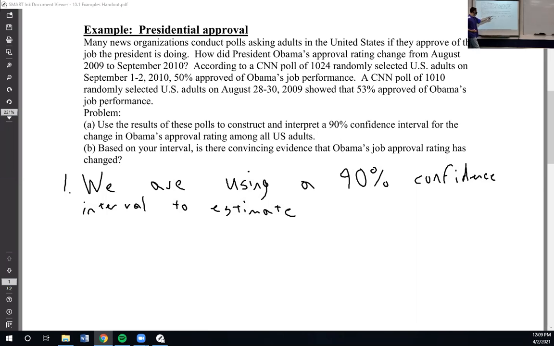We are using a 90% confidence interval to estimate. This is what your confidence interval should start with. It should start with this sentence, and the next thing we do, we do this in hypothesis tests as well, is define our parameters. To estimate P1 minus P2. And we need to define what P1 and P2 are.